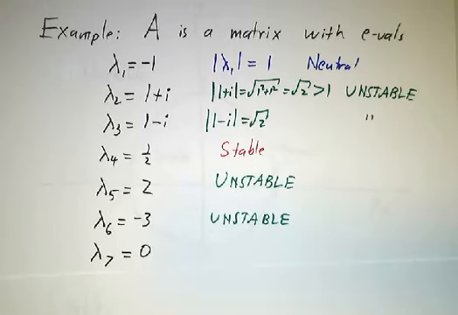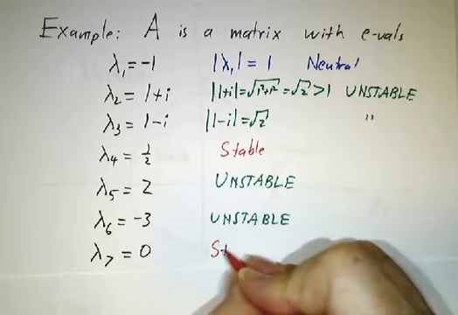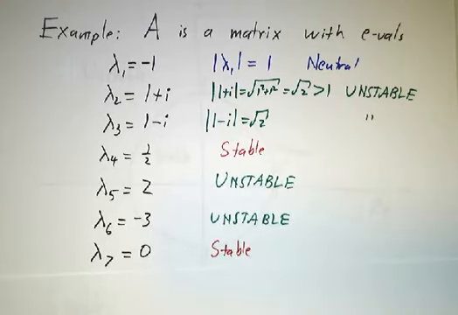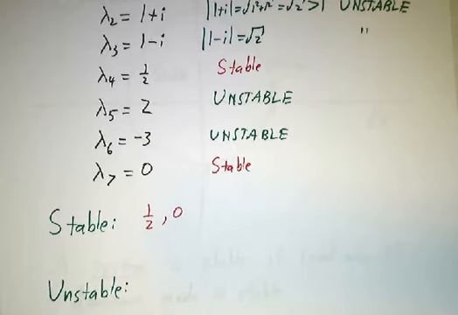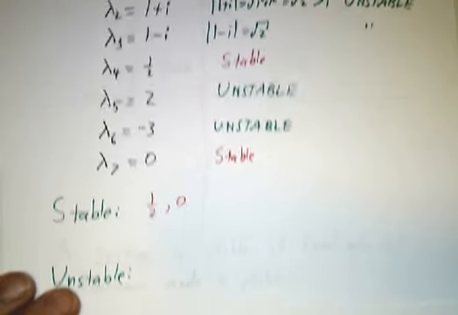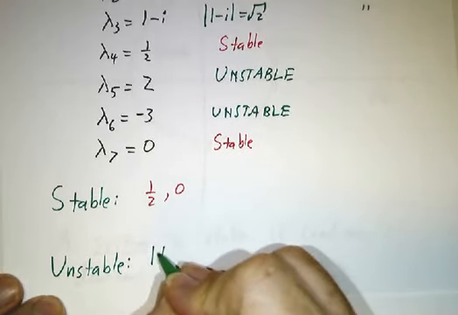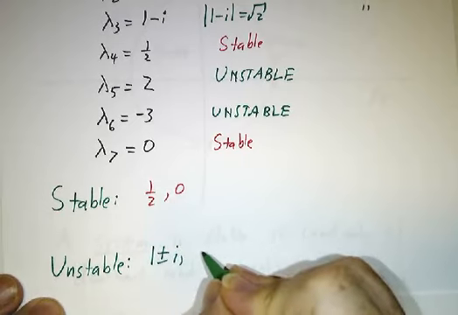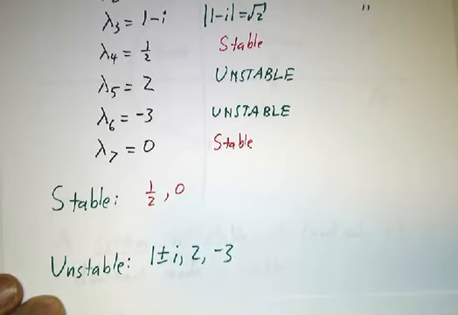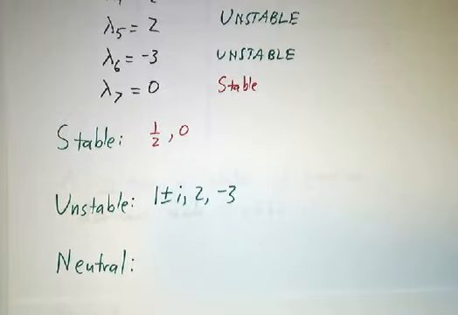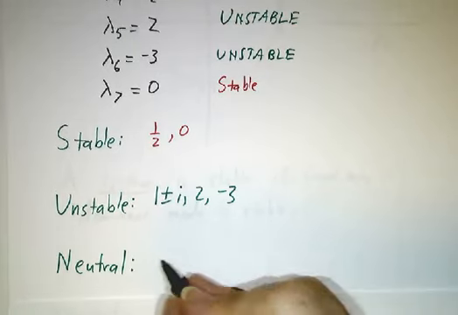And finally, 0 is as stable as you could get. After one term, it disappears. 0 to the first power is 0. So our stable eigenvalues were 1 half and 0. Our unstable eigenvalues were 1 plus or minus i, 2, and negative 3. And our neutral eigenvalue was negative 1.